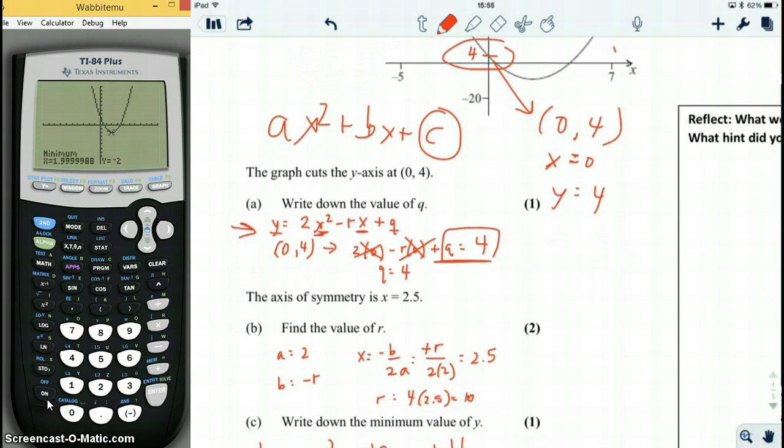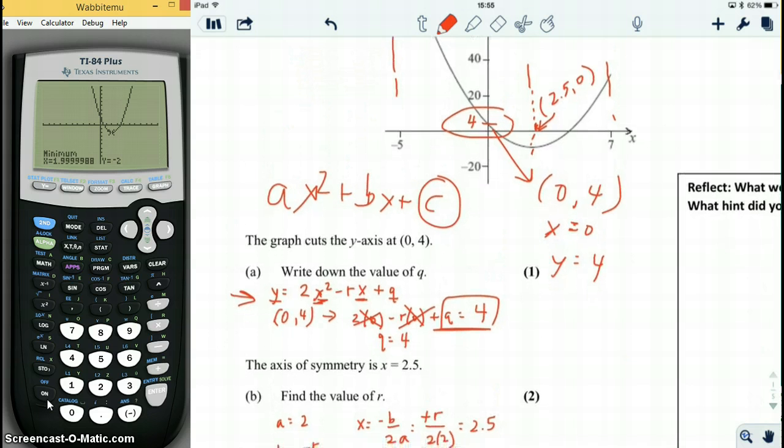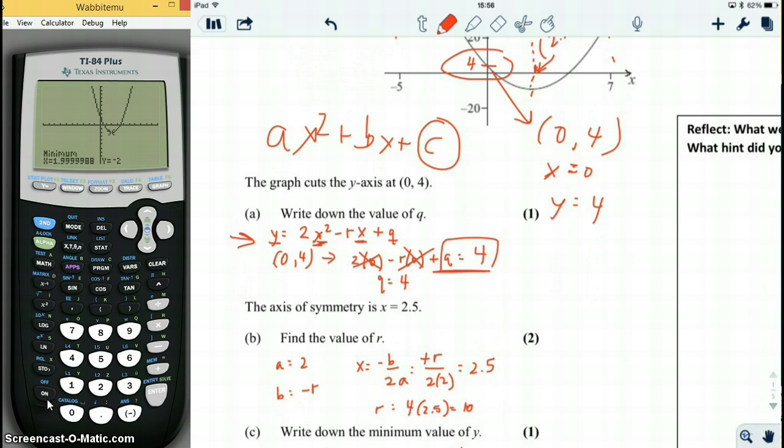Then it says the axis of symmetry is x equals 2.5, which is something that we didn't know. Axis of symmetry is the mirror line that goes down the middle of the parabola. So this point here is actually (2.5, 0), right there. Find the value of r. Now, we had substituted in (0, 4) before. Now we go back to the original equation, which was 2x squared minus rx plus q, but now we know that q is 4, so now we can write 4, right? Find the value of r.